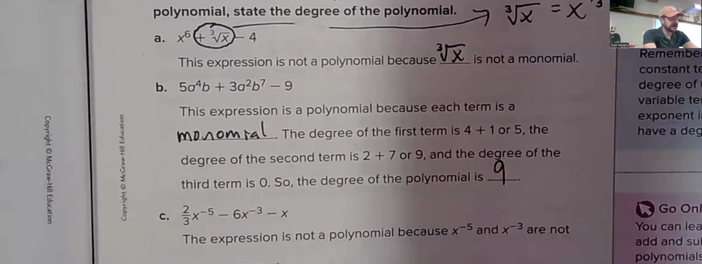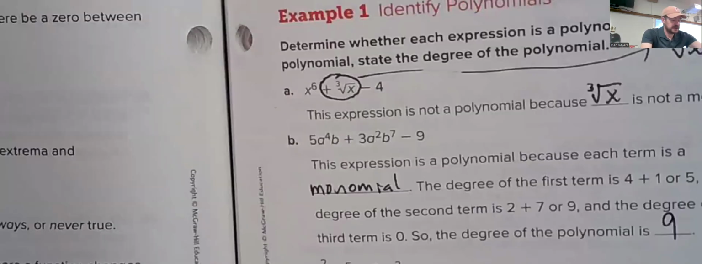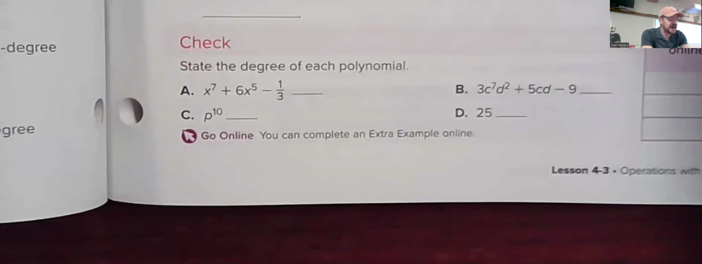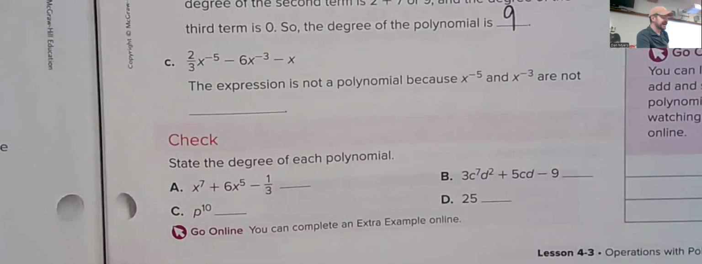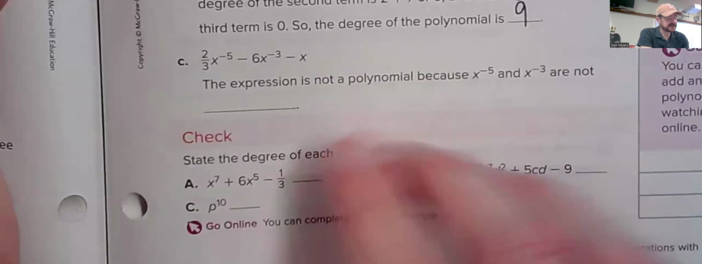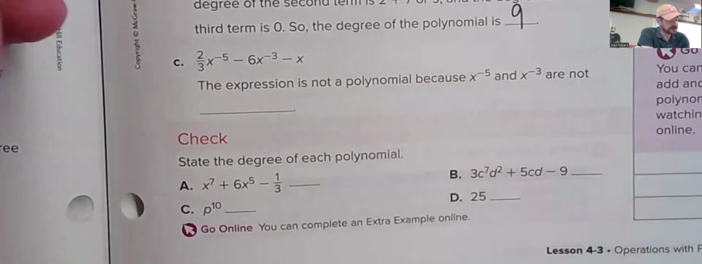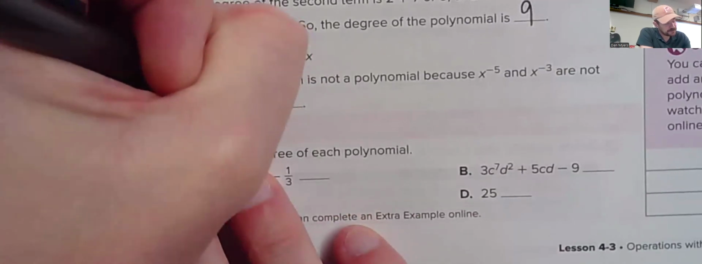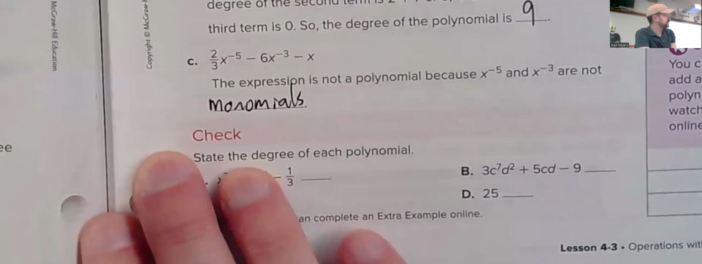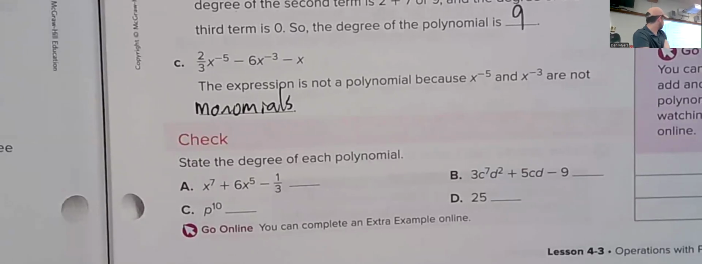All right, now this one right here. See, the expression is not a polynomial because there are 2 terms here with negative exponents, and we can't have negative exponents. We need positive integer exponents, and so neither x to the -5th or x to the -3 are monomials. So only one of those 3 was an actual polynomial.